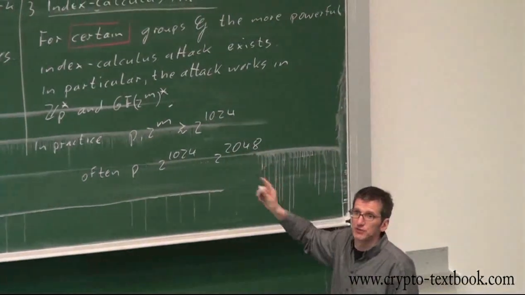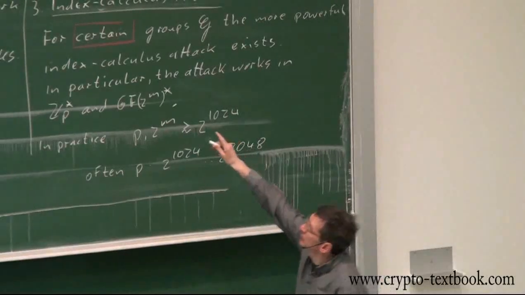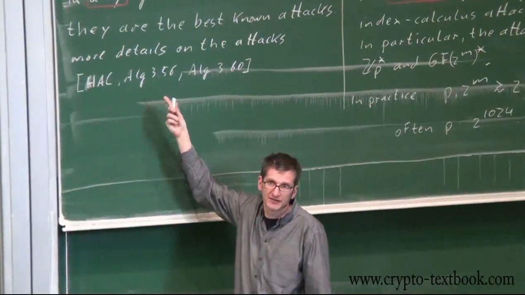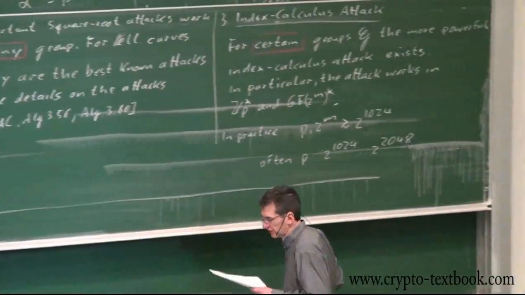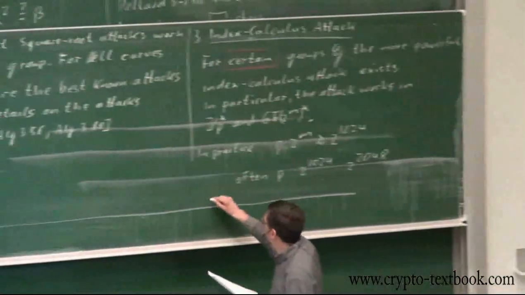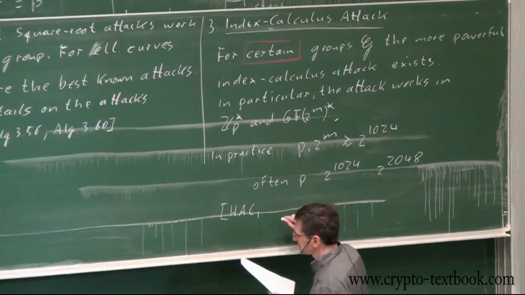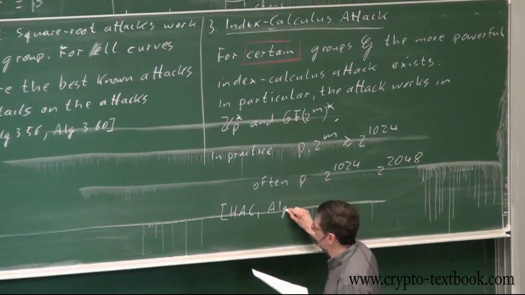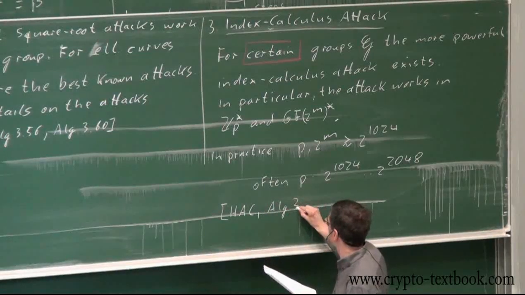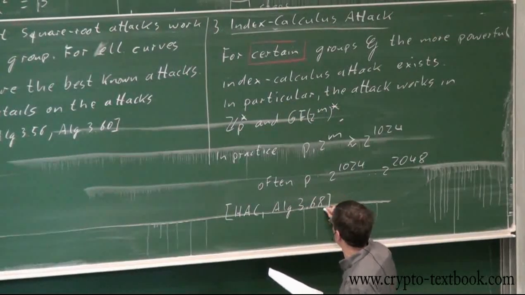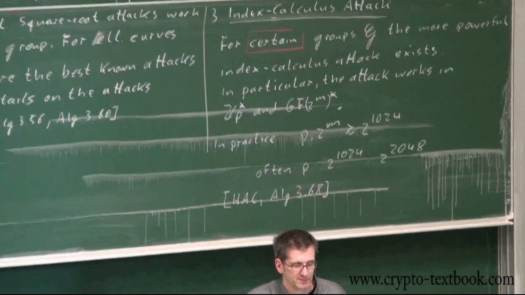Again, we're definitely not doing index calculus here. The other two algorithms I told you about before are not that difficult. This is Sunday afternoon. Index calculus gets a little bit more involved. Again, the best reference is the Handbook of Applied Cryptography. They have a nice toy example in there, in chapter 3, algorithm number 68.